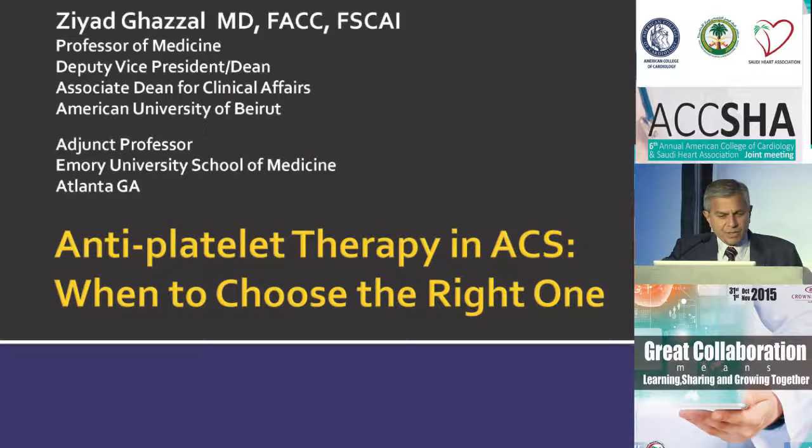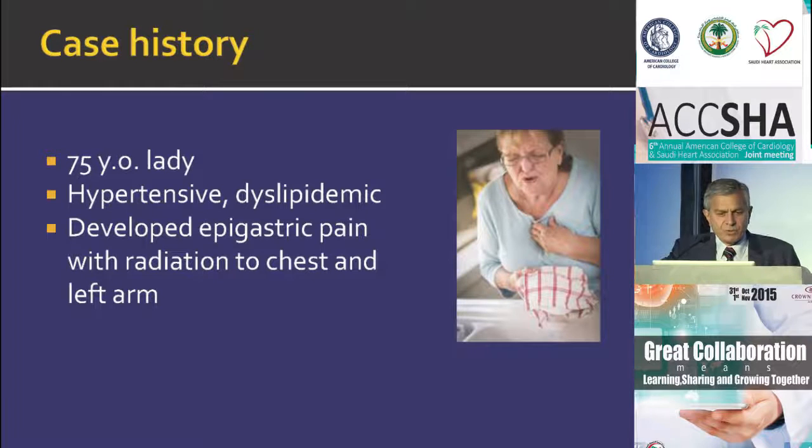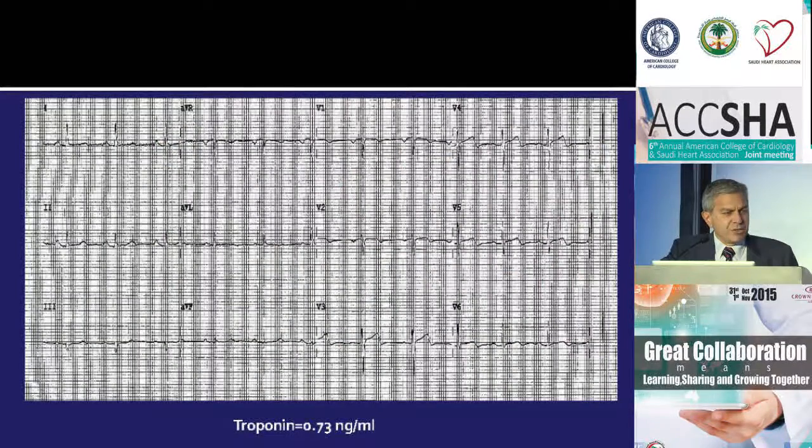I'm going to take you straight to a case that I saw recently, and I want to ask you a couple of questions as we move along. So this is a 75-year-old lady who's hypertensive and dyslipidemic. She developed epigastric chest pain with radiation to the chest and left arm and came with this EKG. And as you notice, there is some ST elevation in the precordial leads.